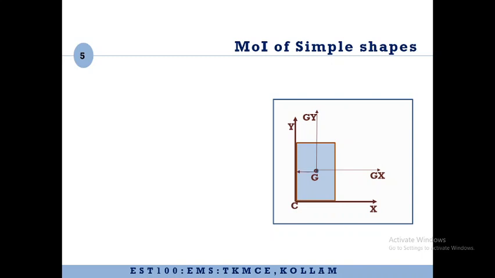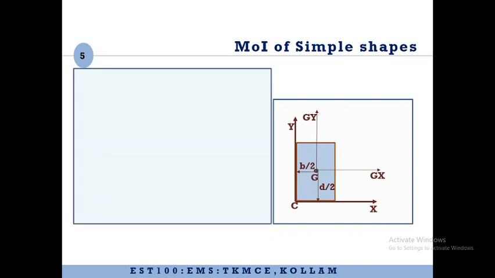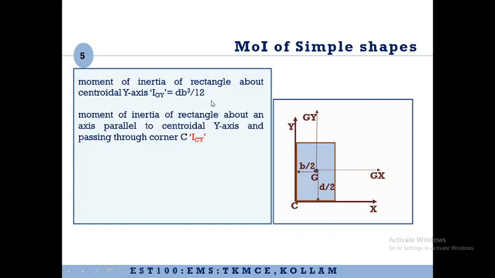The distance between the two y axes will be b by 2. The distance between the two x axes will be d by 2. Now, we already know that moment of inertia of the rectangle about the centroidal y-axis, that is Igy, is equal to d into b cube by 12. So this formula has to be remembered. Moment of inertia about the y-axis is d into b cube by 12, and moment of inertia about the x-axis is b into d cube by 12. So you have to remember these formulas.